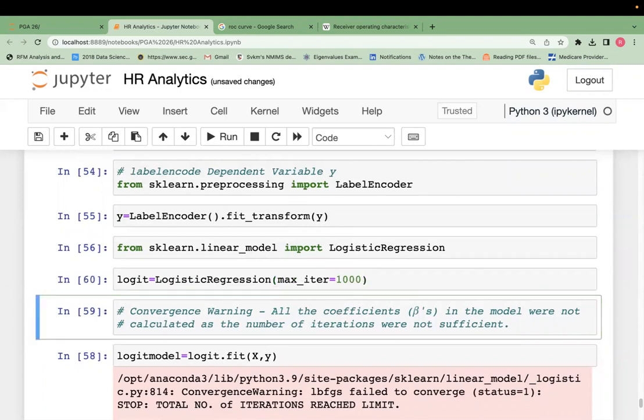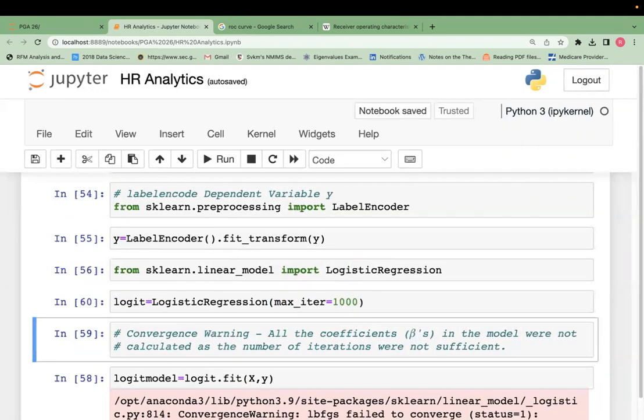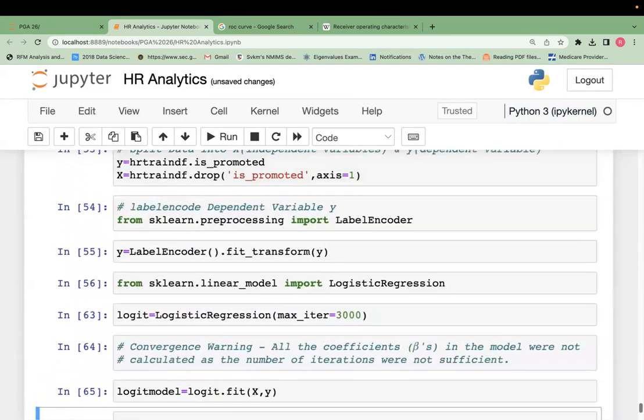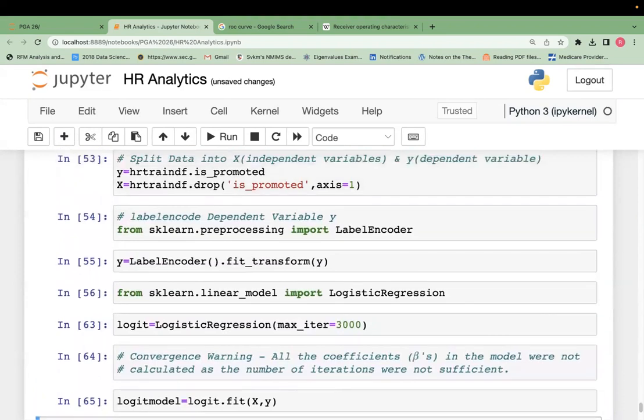By default, iterations are 200. So I'm increasing them to a random value. Oh, still not sufficient. Then we'll make it 3000. See, now we didn't get the error. So initially I did 1000 iterations, still were not sufficient. I randomly picked up 3000 iterations. So there is no fixed formula here. You just need to find it using trial and error.